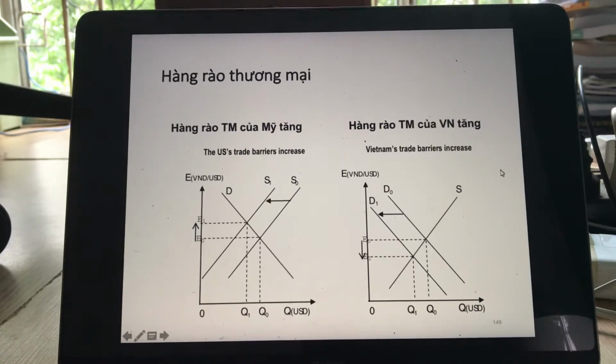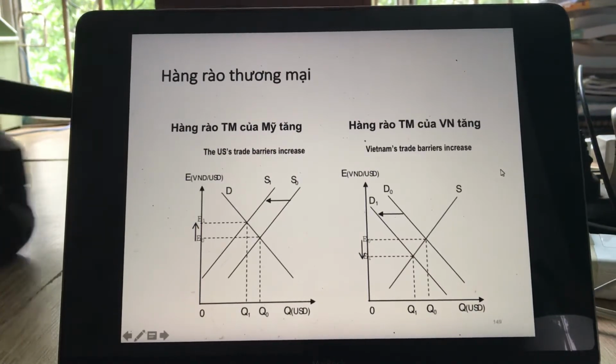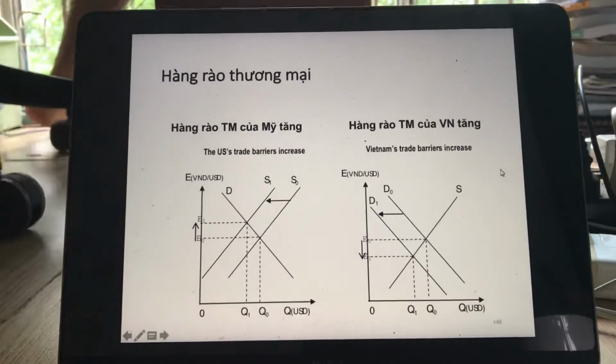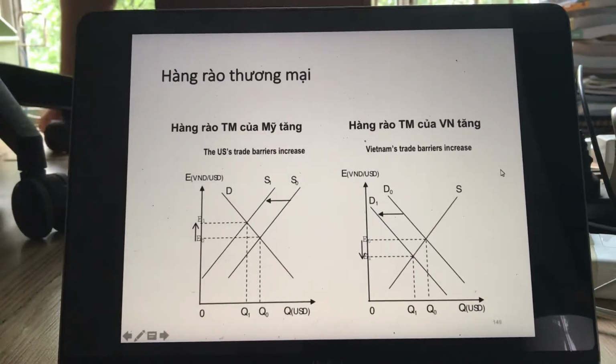Nguyễn Phương Thảo, please. Okay, if the U.S. trade barrier increases, we export less and the supply curve will shift to the left, and then the exchange rate increases. Okay, thank you. And when you make such analysis, always remember that we stand in the shoes of Vietnam's economy.